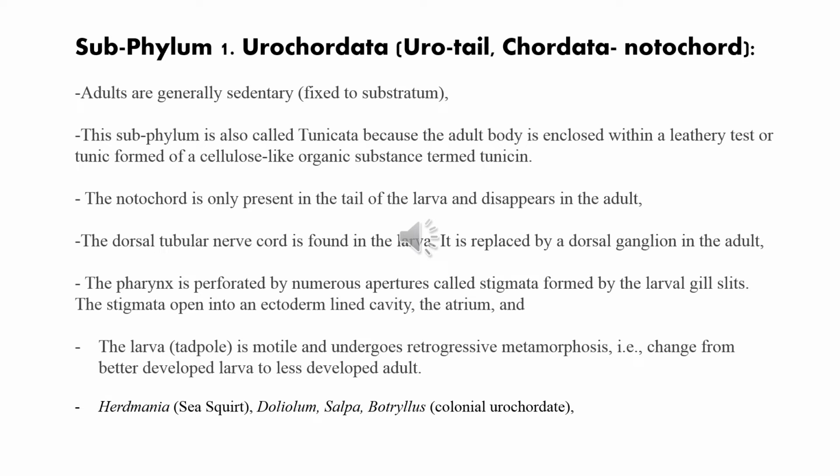Another important thing is the presence of atrium in case of Urochordates. Basically, the body cavity is termed coelom, but in case of Urochordata, we call the body cavity atrium because it is ectodermally lined, unlike the true coelom, which is mesodermally lined. Important examples of this subphylum are Herdmania, Doliolum, Salpa, and Botryllus.